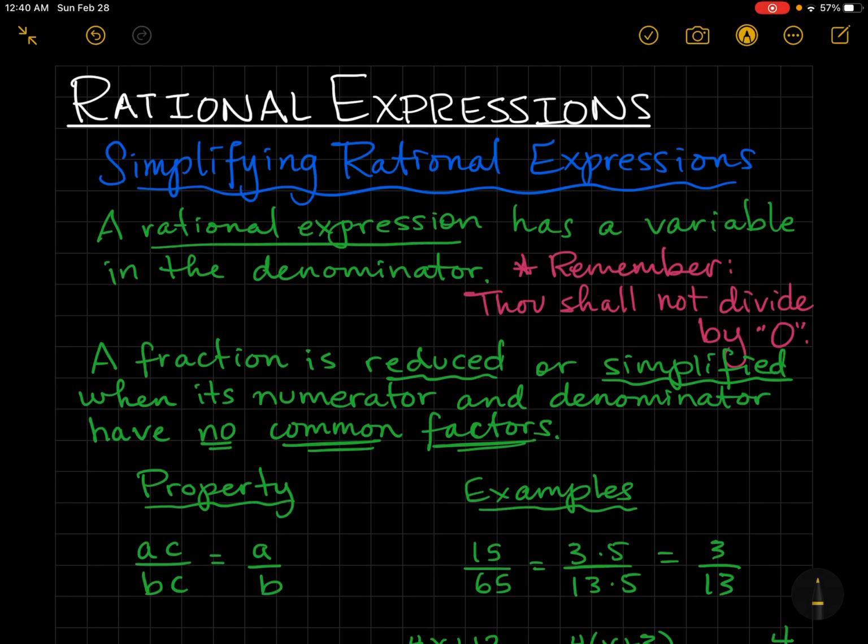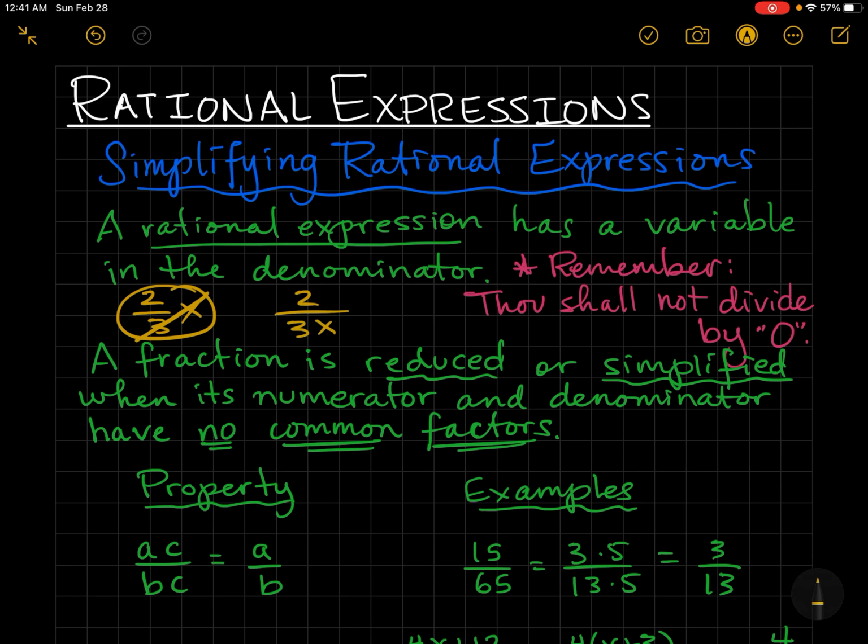Today's lesson will cover rational expressions. We'll start by simplifying rational expressions and then move into multiplying and dividing them. First of all, a rational expression has a variable in the denominator. So it's not good enough to think of, let's say, 2/3 x. This is not a rational expression.